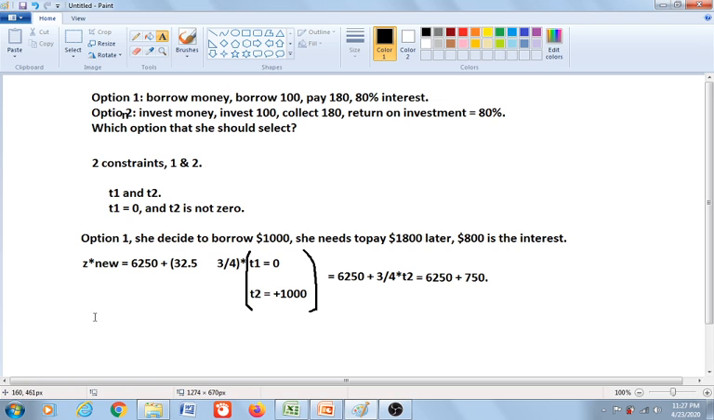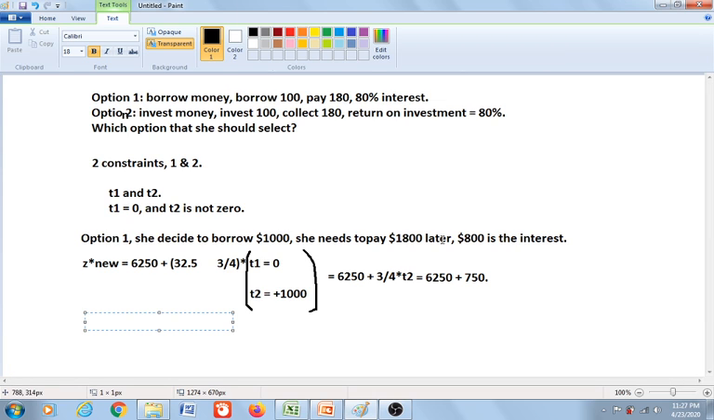However, she needs to pay $800 interest, so that means she is losing money. Why? Because the increase in the objective function value is only 750, but the interest that she needs to pay is 800, so she is losing 800 minus 750, which is $50.